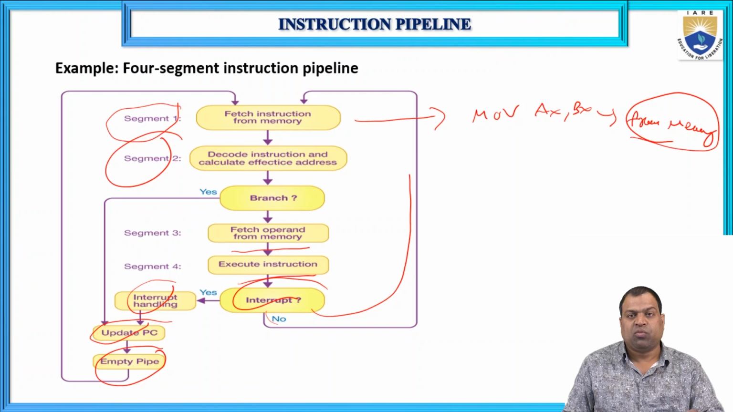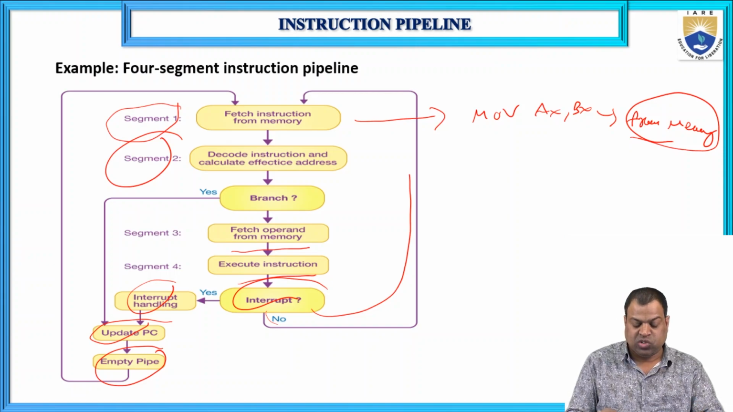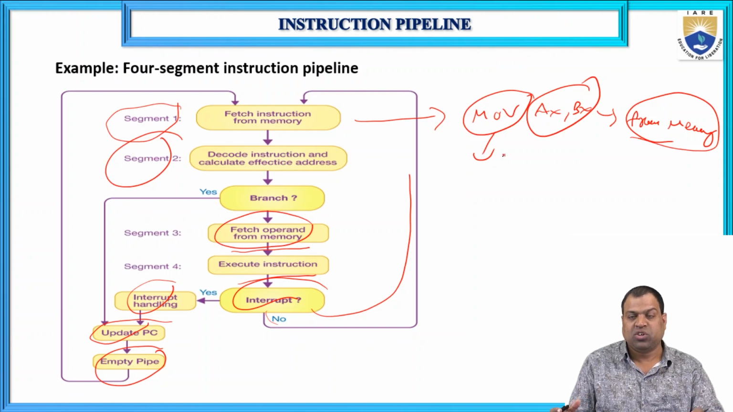So in segment 1, the first one is fetching, and segment 2 is decoding. If any branch condition is there in the loop, it does not go to segment 3 or segment 4; it goes directly to update the PC, empty the pipeline, and again go to the branch condition. If there is no branch, then it goes to fetch the operand. What is the operand here and what is the operator? We fetch the operand from memory, depending on how many operands you are using in the instruction. After fetching the operand, we go for the execution of the instruction.